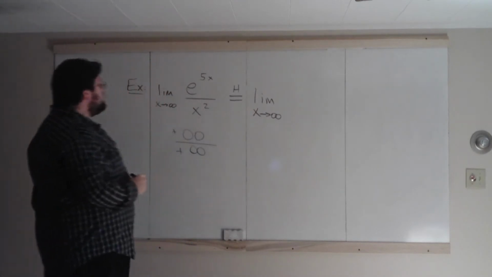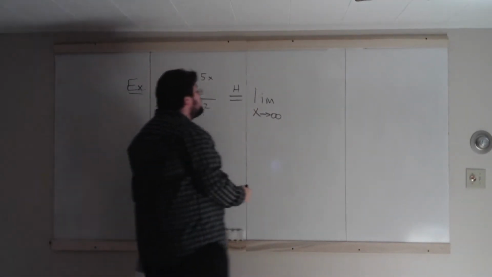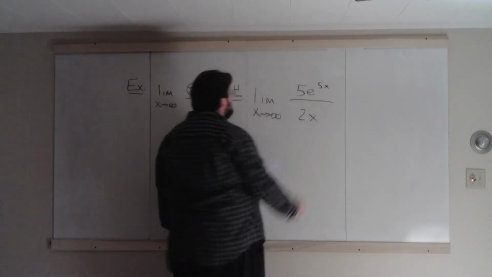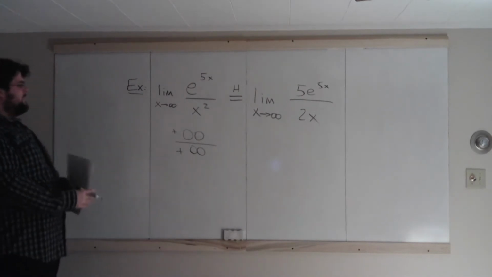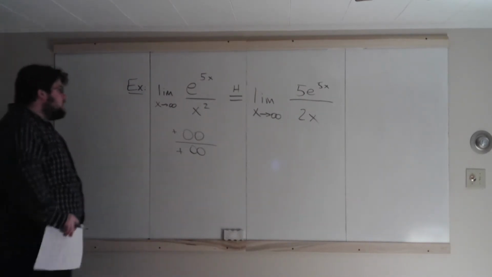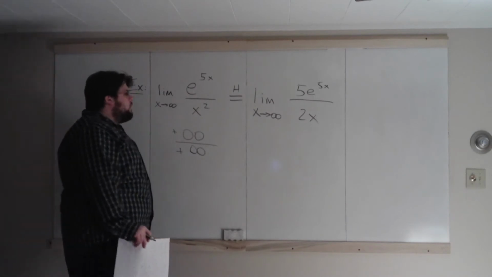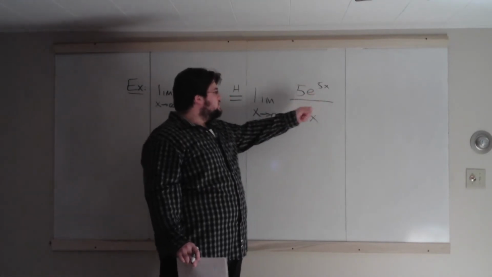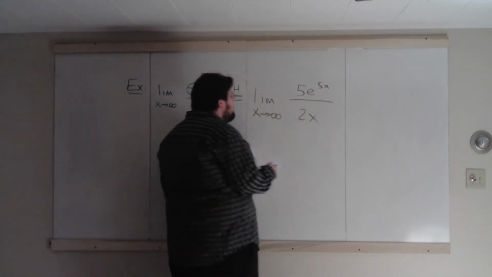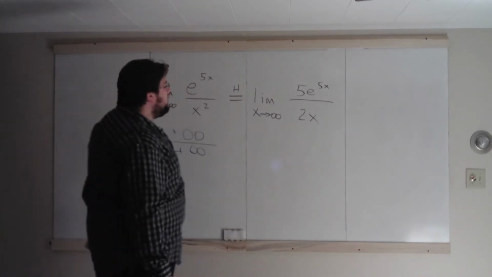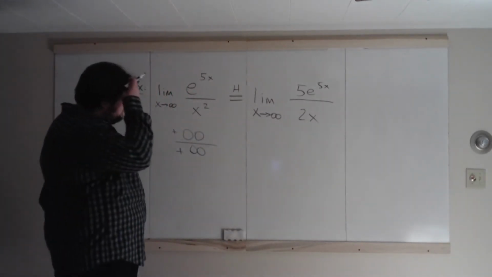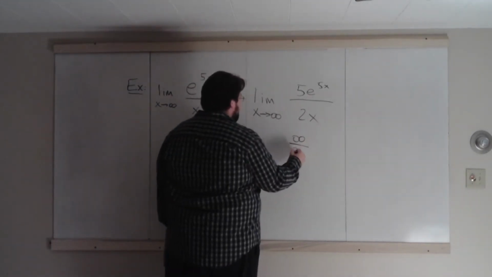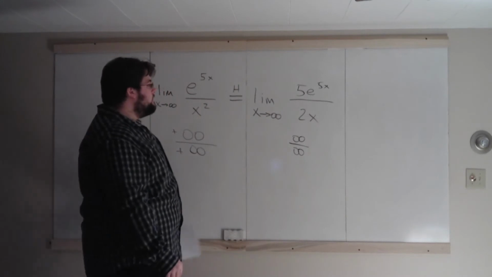So that first limit equals this second limit. The derivative on the top, using the chain rule, is e to the 5x times 5. The derivative of the bottom is 2x. Well, that's great. What do we have now? Again, we try a substitution. On the top, we're again going to get an infinity, because it's just 5 times infinity. On the bottom, 2 times something that goes to infinity will go to infinity. So again, we have an infinity over infinity.